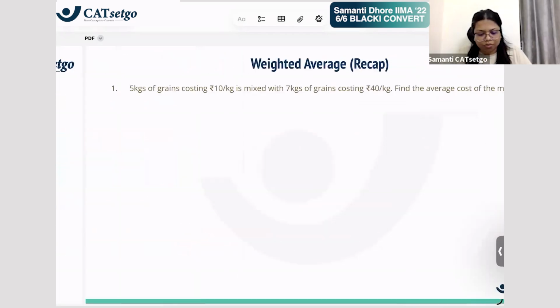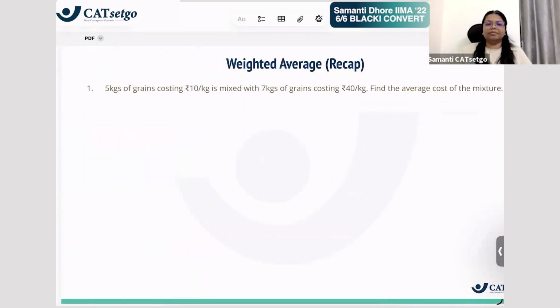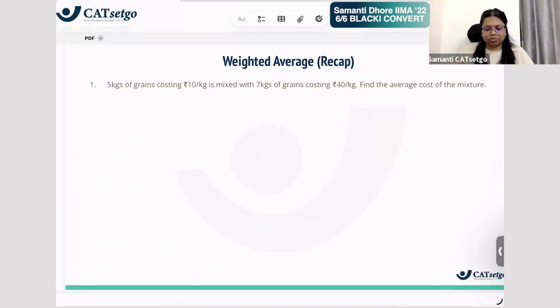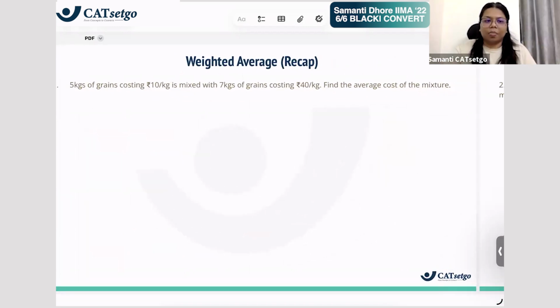So let us quickly move to our weighted average question, right? Karo, can you see? Yeah, Karo, do this. Yes. What does it say? It says that 5 kg rice costing rupees 10 per kg is mixed with 7 kg rice costing rupees 40 per kg. What is the average cost? How do we solve it?